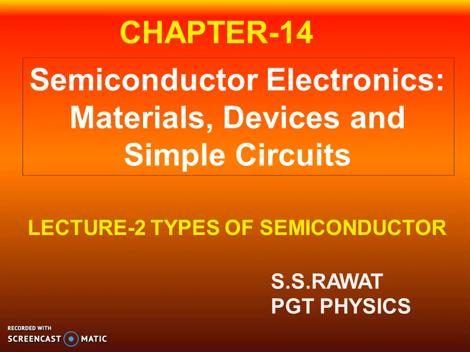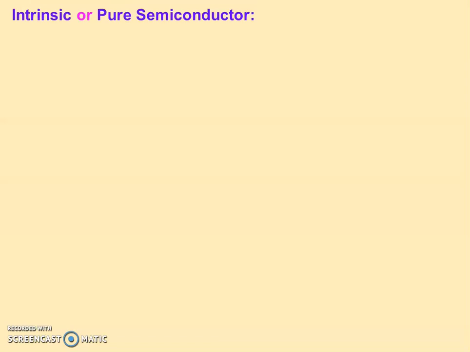Now, students, you know that as per the energy band theory, semiconductors have a moderate forbidden energy gap between the valence band and conduction band. Now, the elemental semiconductor is divided into two parts. Number one, intrinsic semiconductor, and number two, extrinsic semiconductor. Extrinsic semiconductor is further divided into two parts, P-type and N-type semiconductor.